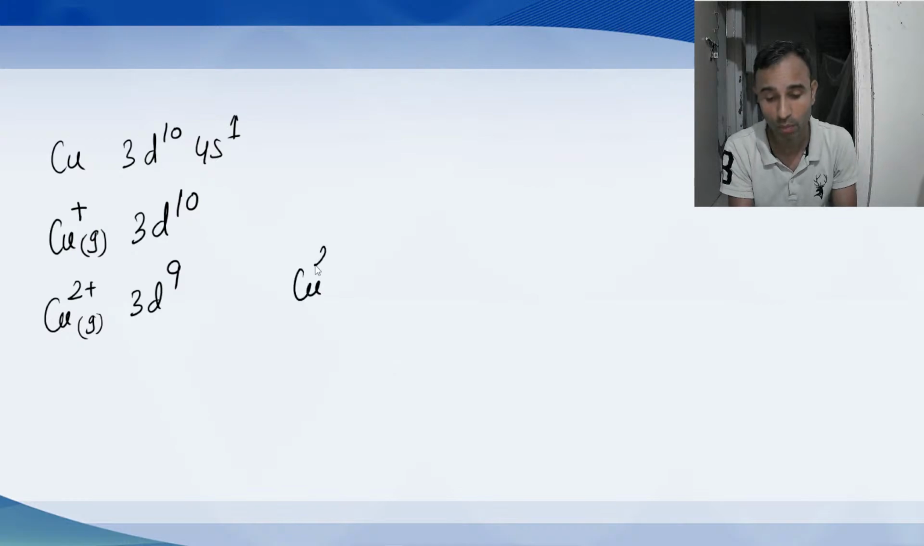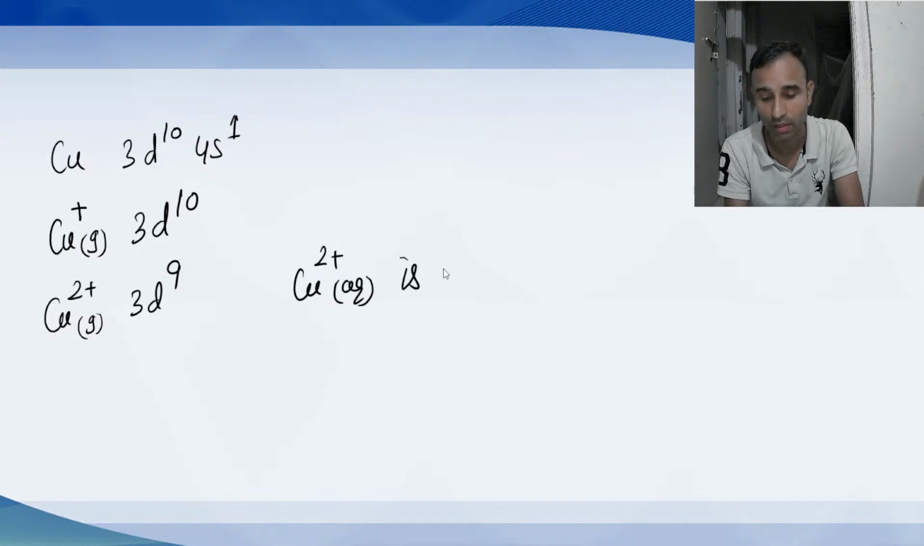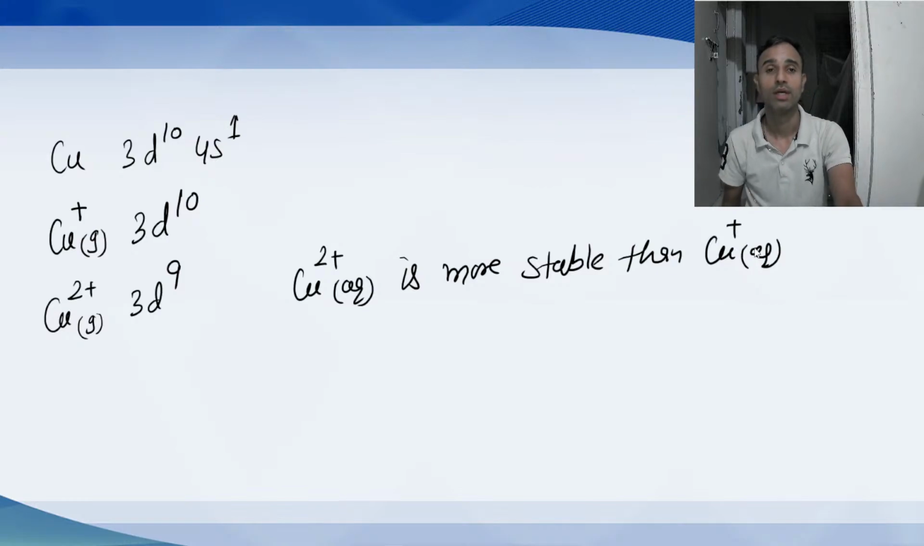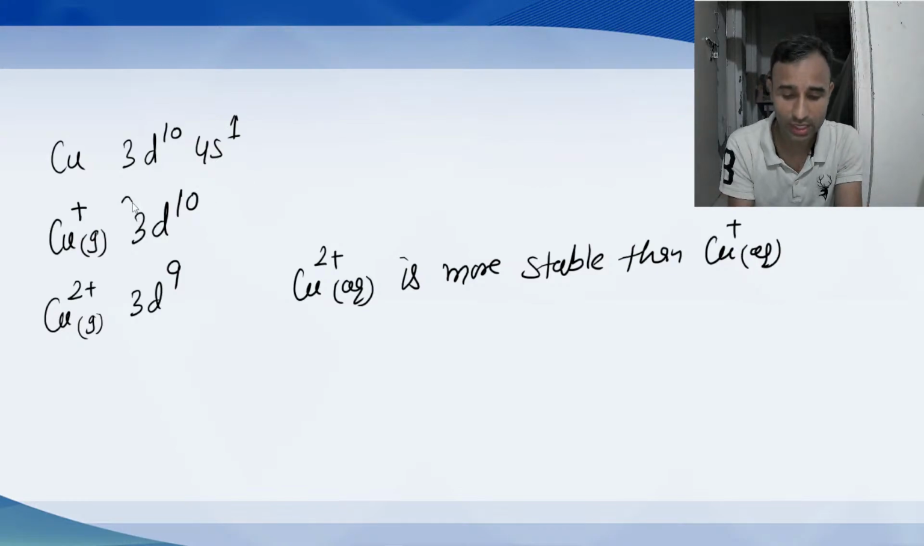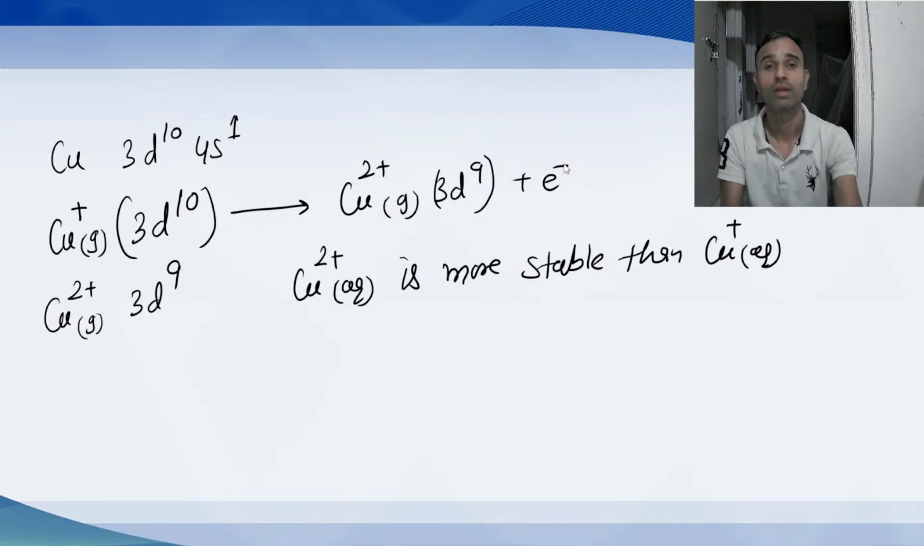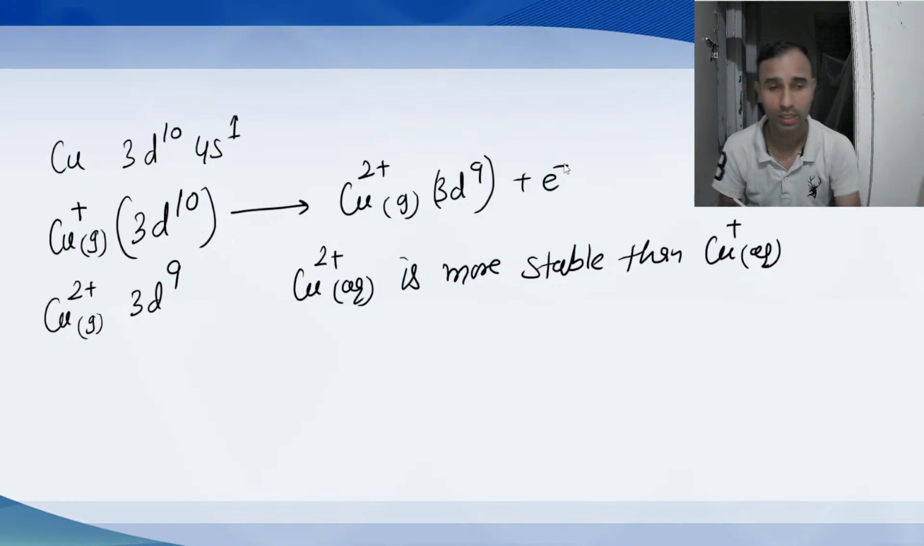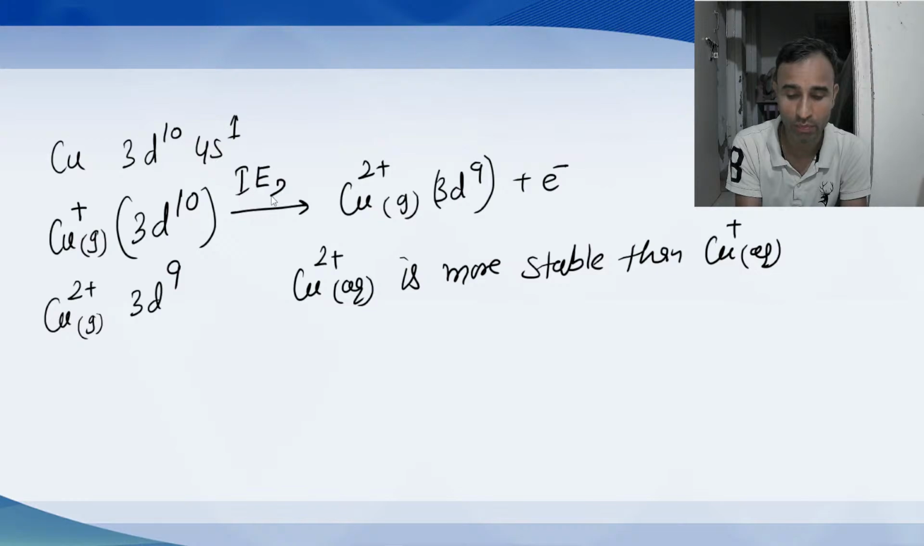If you compare copper 2 plus aqueous, copper 2 plus aqueous is more stable than copper 1 plus aqueous. What is the reason? The reason is when copper 1 plus gaseous is converted into copper 2 plus gaseous, obviously there is absorption of energy. Electron is removed and energy is absorbed, and that is the second ionization enthalpy.